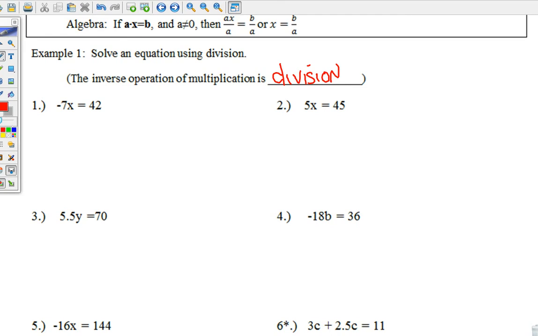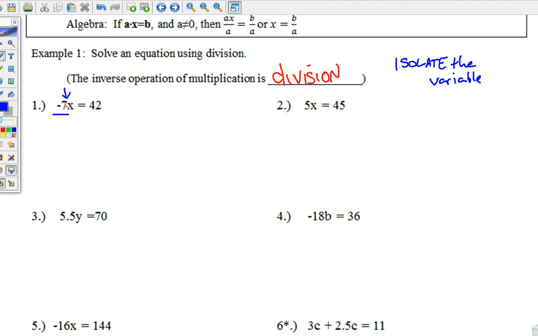Okay. So a quick side note here. In between -7 and x, there's really a times symbol there. So there is multiplication going on right now. We now need to undo multiplication. Our goal is still to isolate the variable. So people will ask, well, do we divide by -7 or do we divide by 42? We need to divide by the -7 because that's what will get rid of the -7 for x.